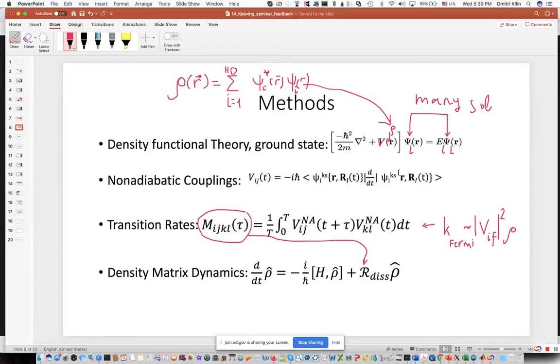So the probability distribution or charge density distribution of all occupied orbitals provides the density, and this density determines the potential, and it determines the orbitals. So the density is the key element of the density functional theory.